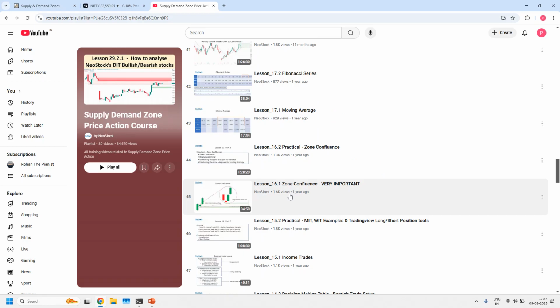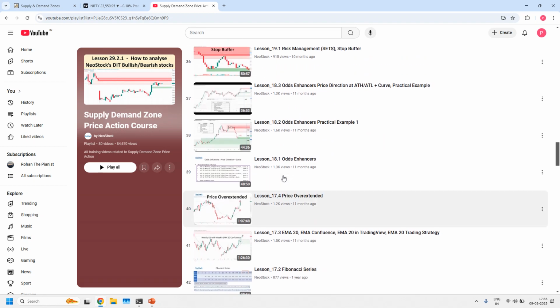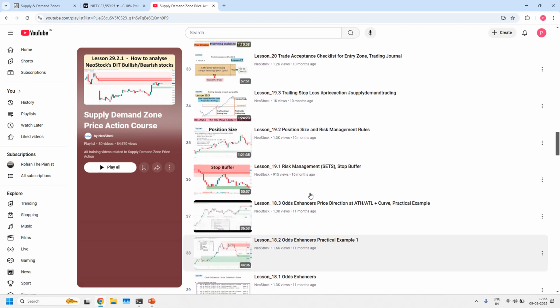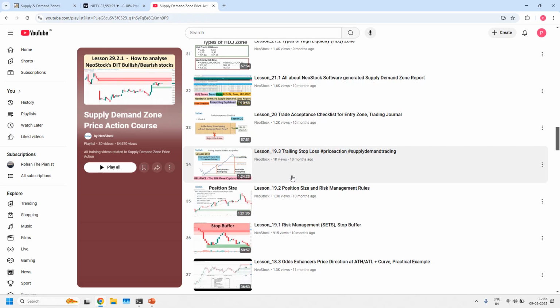Lesson 16, when a zone can be violated. In lesson 16 you also learned zone confluence, both the concepts. Both the training videos you have to complete, 16.1, 16.2. EMA confluence you learned in lesson 17. And in lesson 18 you learned odd enhancers rules. All these things are essential. In lesson 19 you learned about risk management and position sizing, minimum risk acceptance, all the concepts you learned, even trailing stop, sometimes to protect your profits.